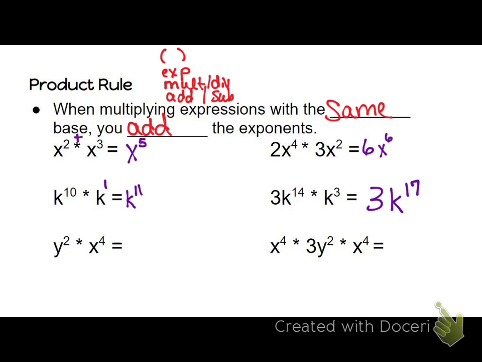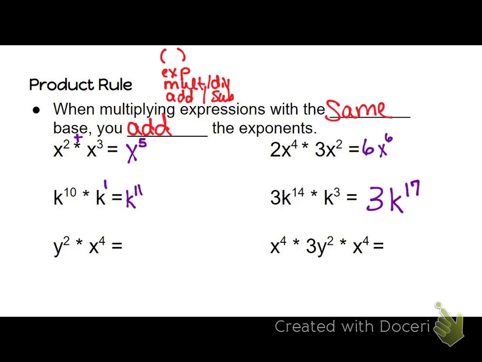Because one base is y, one base is an x, they're not the same. I cannot multiply those two together. So what I'm going to do, I'm just going to rewrite them. But how am I going to rewrite them as a final answer? Y2 X. No. Y2 times.